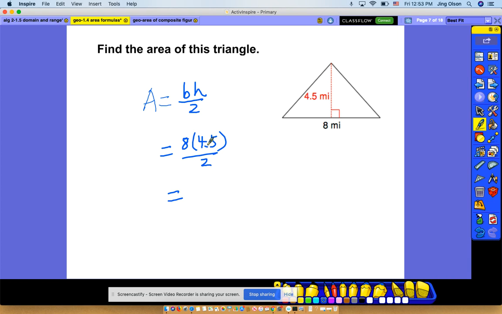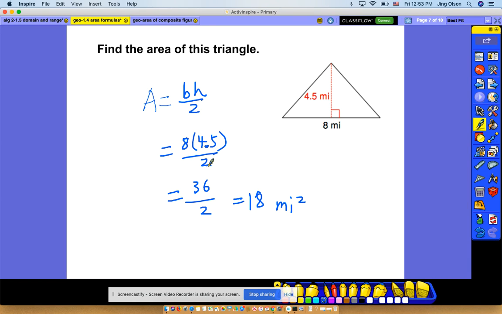8 times 4.5 is 36, and then divided by 2, which is 18. So 18 miles squared. Okay, an easier way is if you want to do 8 divided by 2 first. 8 divided by 2 is 4, and then 4 times 4.5 is also 18. Okay, that might be easier for you to do.